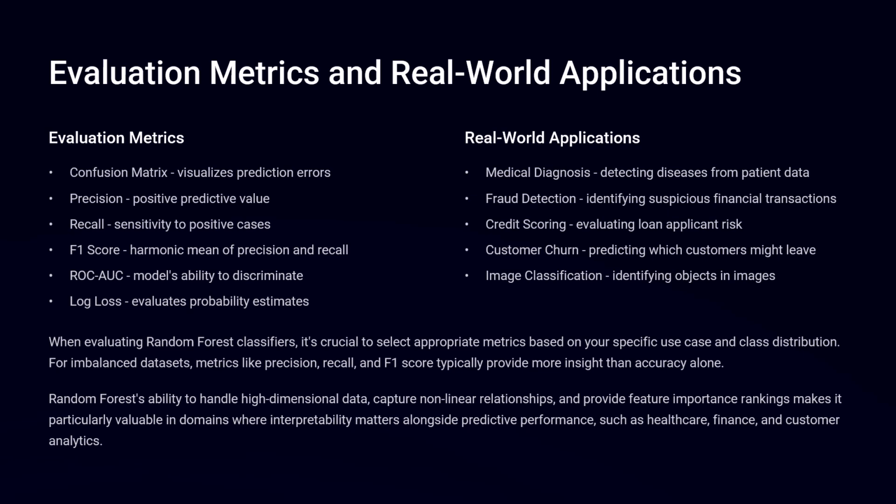When evaluating random forest classifiers, it's crucial to select appropriate metrics based on your specific use case and class distribution. For imbalanced datasets, metrics like precision, recall, and F1 score typically provide more insight than accuracy alone.